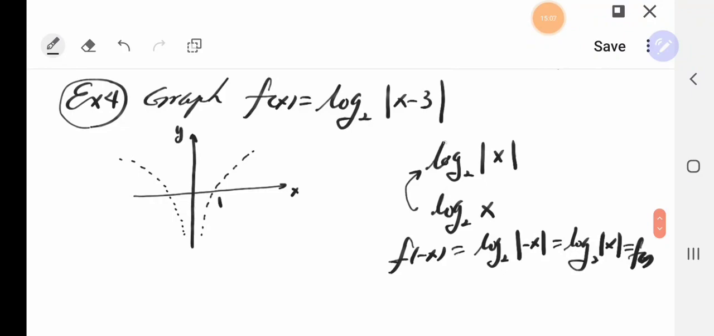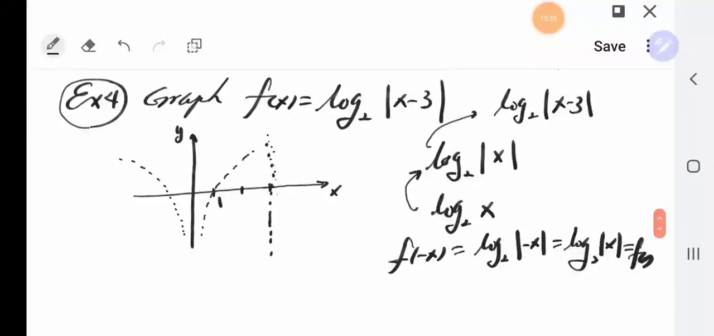And then the next one is logarithm base 2 of absolute value x minus 3. So we will translate this graph 3 units to the right. 3 units to the right. So 1, 2, 3. So let me shift this one a little bit more. So actually the vertical asymptote moves to this number 3. So the graph will be like this. This one and this one.